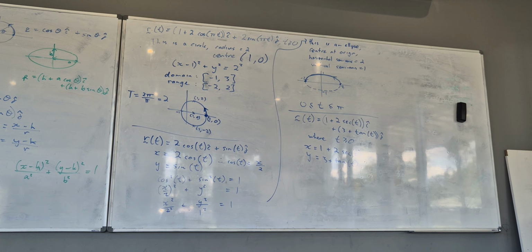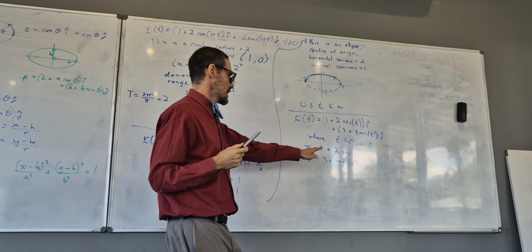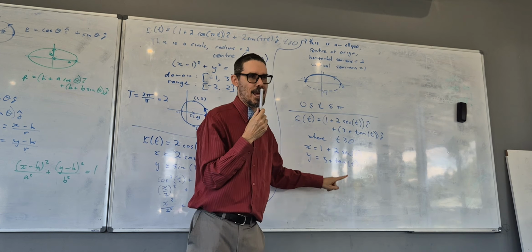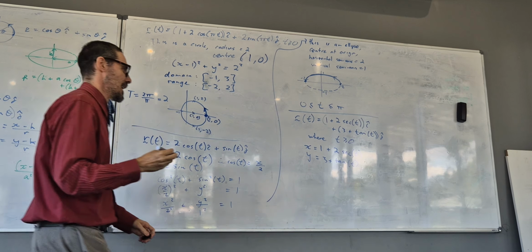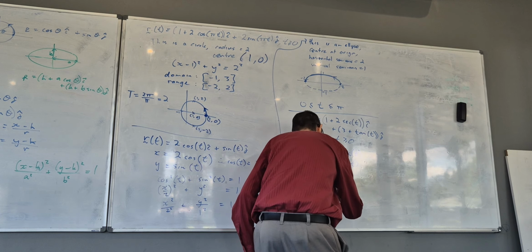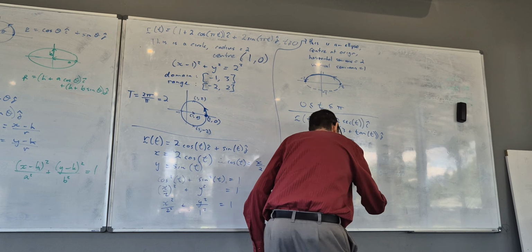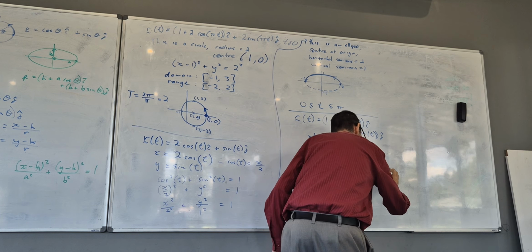How am I going to link sec and tan without trig identities? Which trig identity are you going to use to link sec and tan? The tan squared plus 1 equals sec squared. Correct. Tan squared t plus 1 equals sec squared t.